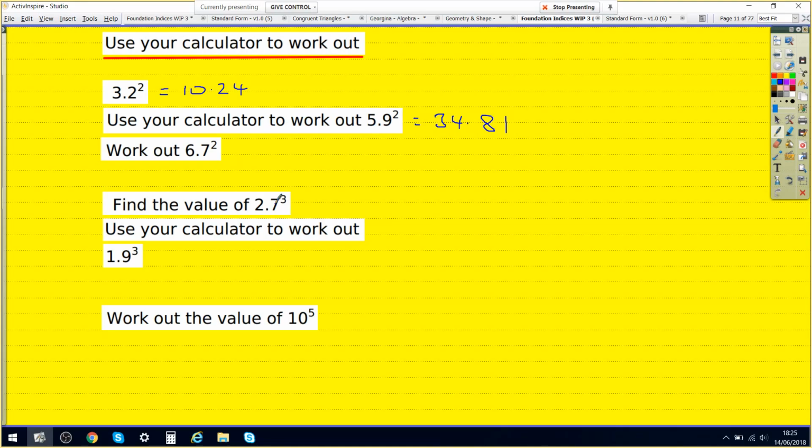Let's try cubed. 2.7 to the power of 3. So you just put in 2.7 first, then you press that empty box button and you put 3 in the box. So I've got 19.683. 19.683. And then how about the last one?